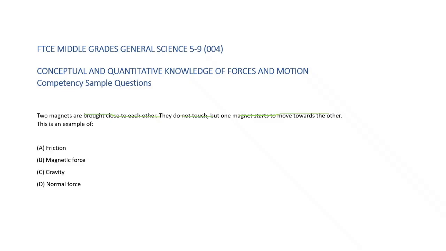Well, when we think about this, we really should think about what each one of these examples means. This is actually an example of a magnetic force, which is B. And the reason is because a force can act at a distance. The magnets do not need to touch for the force to be exerted. Friction and the normal force are contact forces and would require the magnets to be in contact. And gravity, while it does act at a distance, is not the primary force at play in the situation. So A, C, and D are not correct. The correct answer is B, magnetic force.